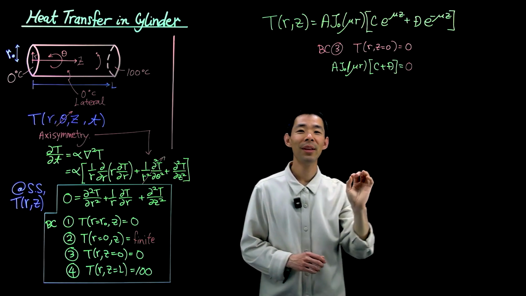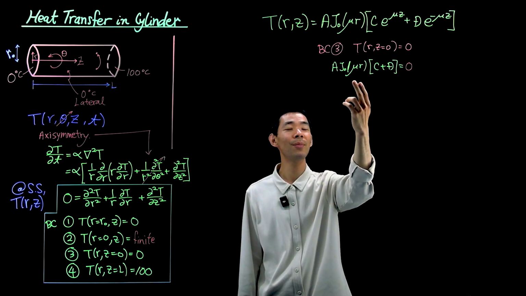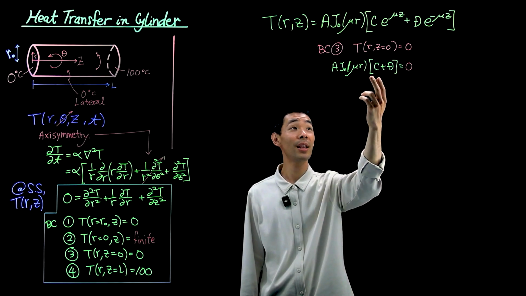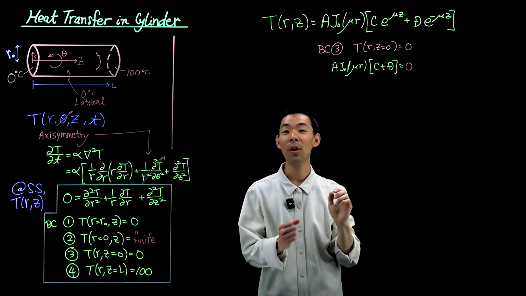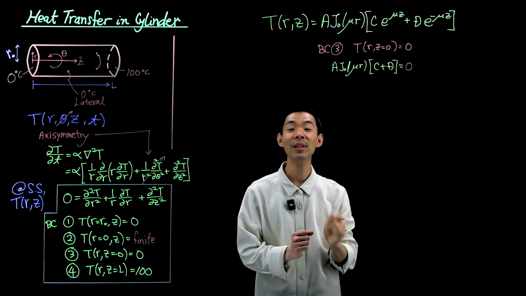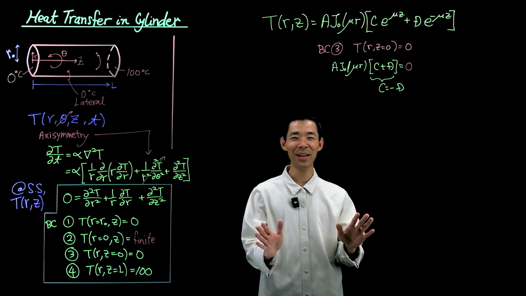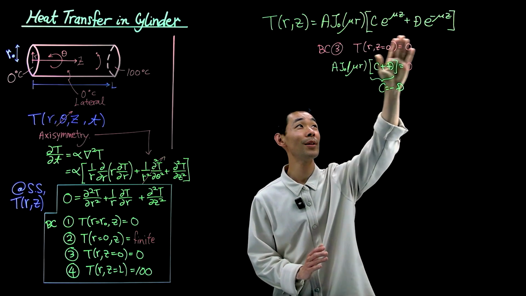Now, the only way to make this true for all possible values of mu and r is if c and d were equal to the opposite. So if this was equal to 0, c is equal to negative d. Okay? So no big deal. That just gives us a relationship between c and d.